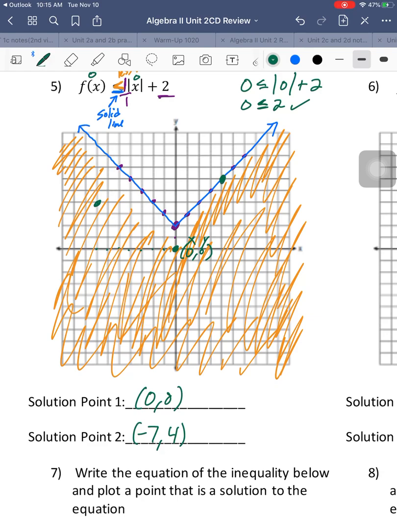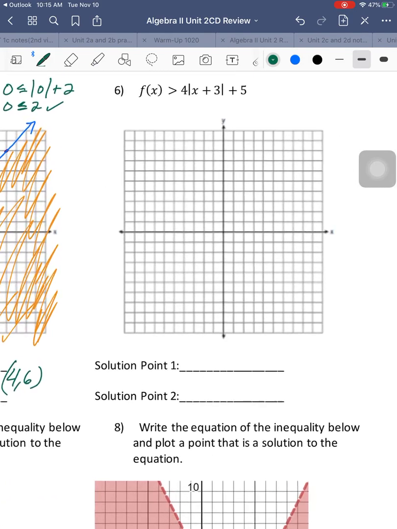So you could have done something like 1, 2, 3, 4, 1, 2, 3, 4, 5, 6. So 4, 6 also would work. Just not somewhere in the non-shaded area. Shaded area, or because it's a solid line, that's part of the solution also.